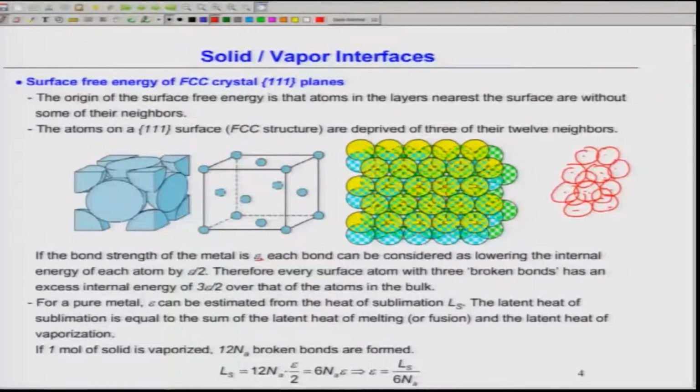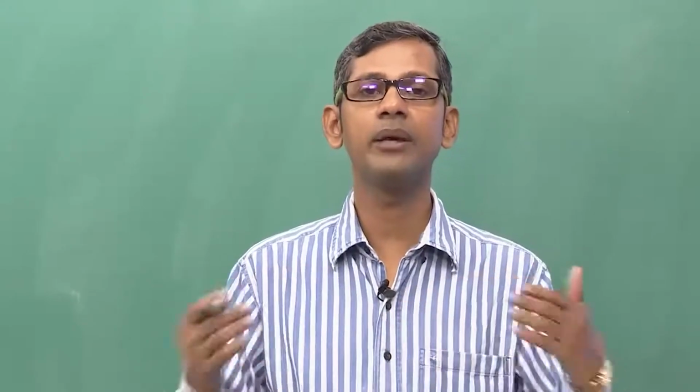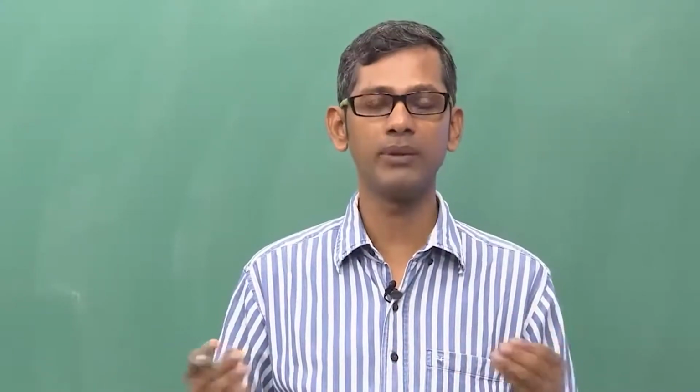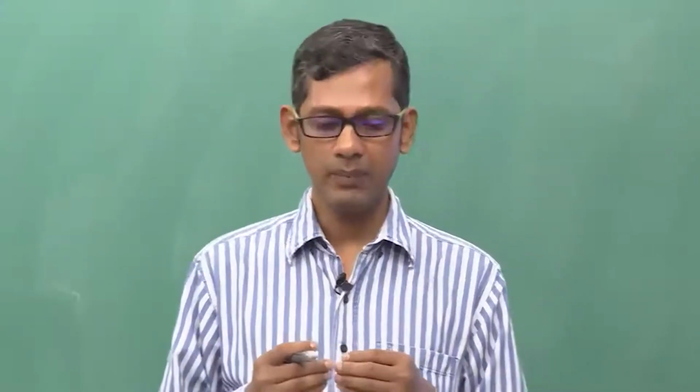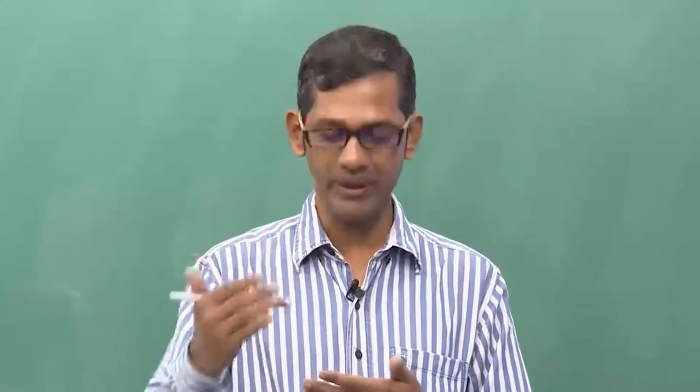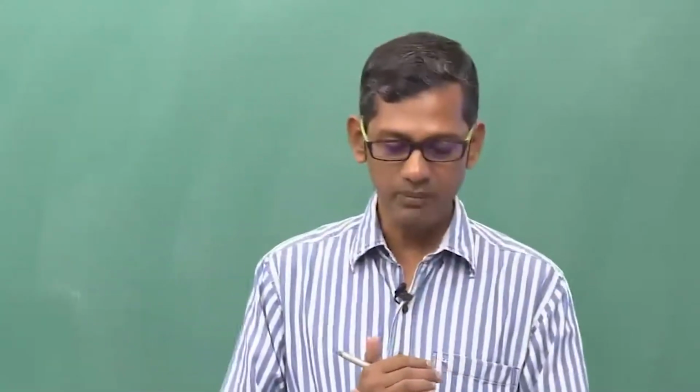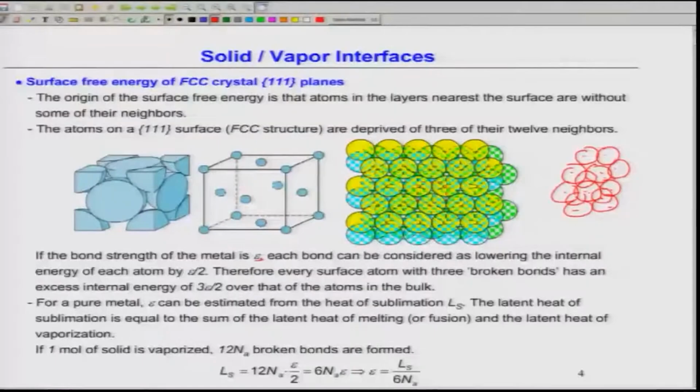Now, how do I estimate epsilon? A simple way of estimating epsilon is to relate it to the heat of sublimation, because it is solid to vapor. Heat of sublimation means the solid is becoming a vapor phase. So, that means all the bonds in the solid state are broken and they are becoming vapor. In vapor the bond characteristics change from the solid when something sublimates. Therefore, the latent heat of sublimation must be equal to the sum of the latent heat of fusion plus the latent heat of vaporization, that we know basically. First something has to melt, then it can vaporize.